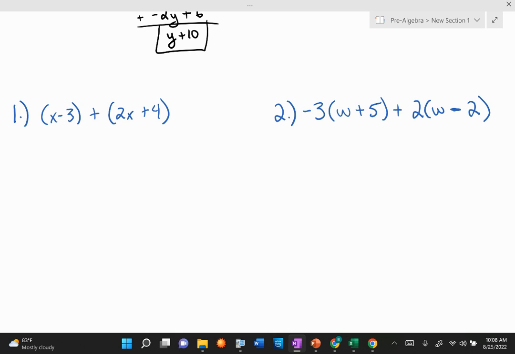What method did we use? They are going over number 1. Just check yourself. They used a vertical method. Walk me through it. So you take the two variables, x and 2x, you add those together, and it gets 3x. And then you take the two constants, the negative 3 and 4, and you add those together for 1. So we have 3x plus 1.